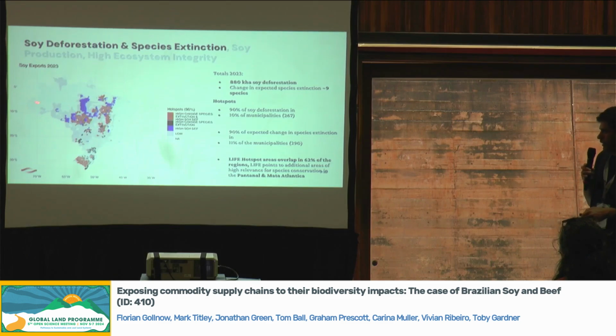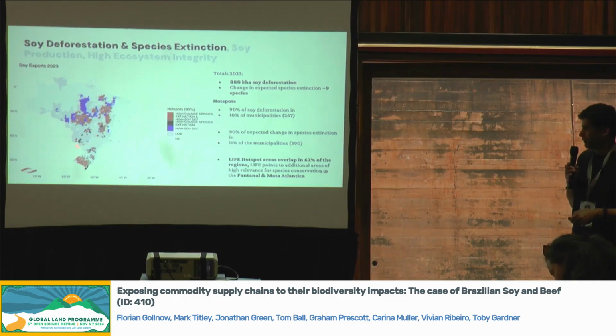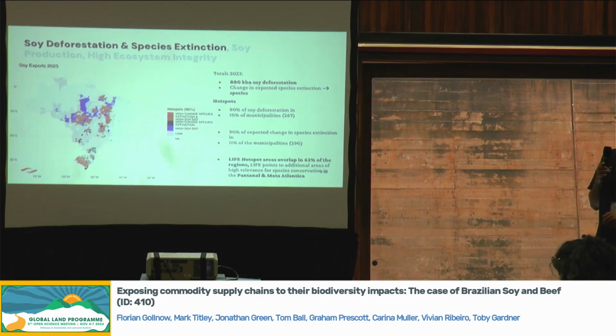On the right-hand side, I just have a pretty map where in red are those areas that overlap on those hotspots. In black are the areas where we have high extinctions happening, and in blue, where there's high deforestation but not high extinctions. We see that those areas partly overlap, but there are also differences. So we see particularly in the Pantanal region over here, and in the Mata Atlantica, areas which are not highlighted by soil deforestation as much, but are really relevant for species conservation.